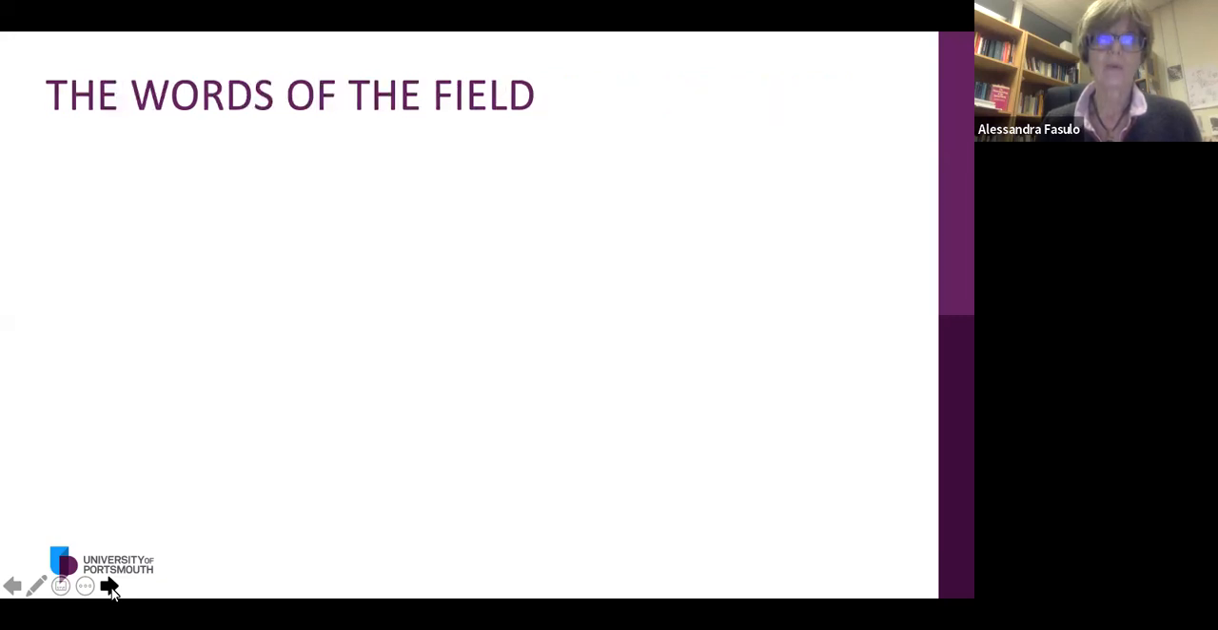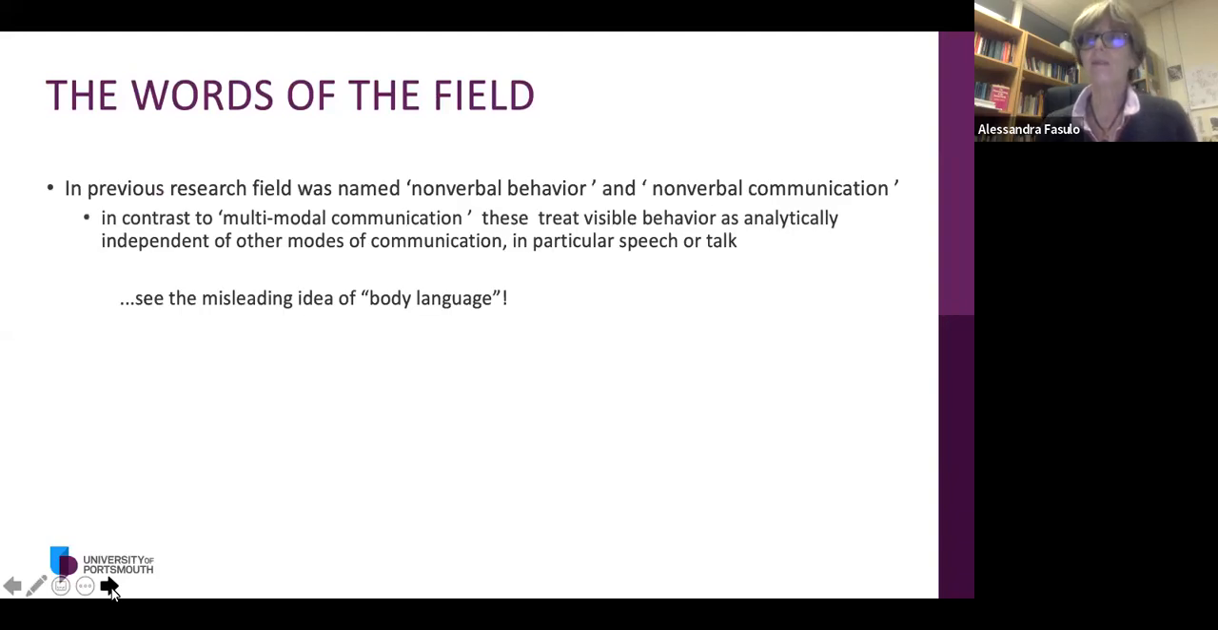So a little bit more on vocabulary, because this kind of study existed before, especially in psychology, and it was called nonverbal behavior and nonverbal communication, and was not most of the time interactional. In contrast to multimodal communication, using these words means that visible behavior is analytically separate from language, from speech or talk. So there's verbal and non-verbal. And this is, for example, visible in the common concept of body language. There's nothing wrong with having that before starting to study these things, but after this you can't use these words anymore, because there is an idea that there is language and then body language, and this is exactly what we are arguing against.